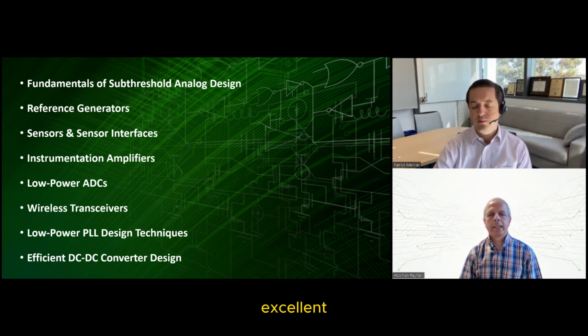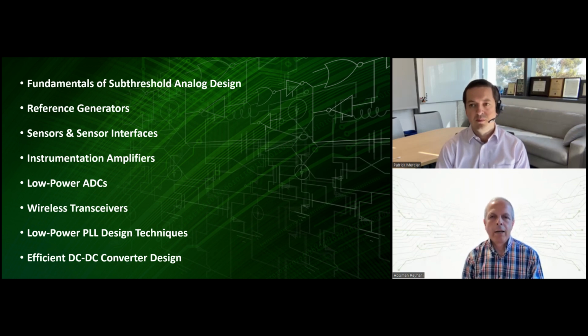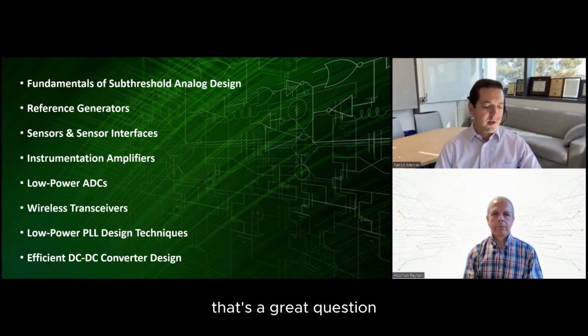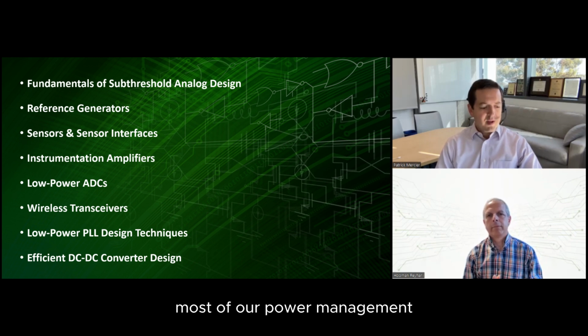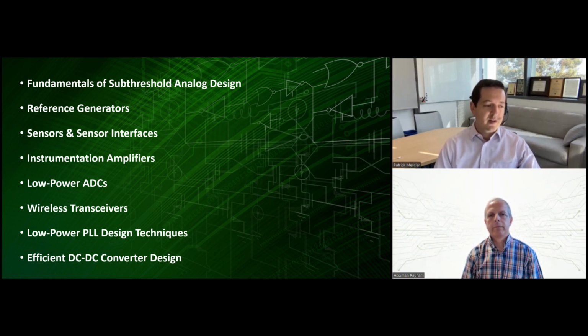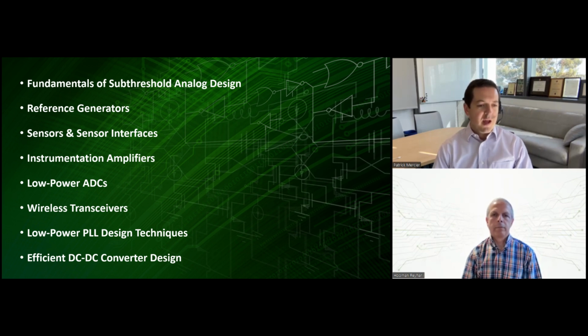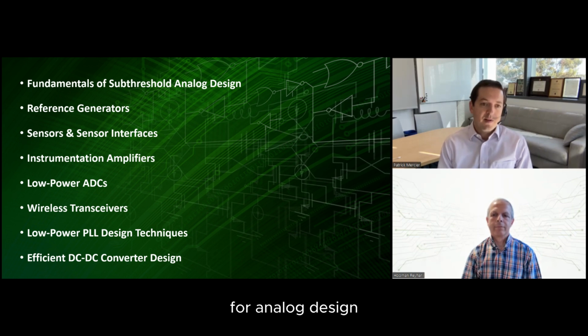Excellent. Speaking of your lab, could you please tell us what technology nodes do you use for your research activities and why? Yeah, that's a great question. Most of our power management and some of our analog circuits are actually still done in 180 nanometer, particularly in a high voltage BCD process, just so we can process more than 20 volts. And the reason we use those is they have high voltage options, but also they're really good for analog design and they're cheap and have frequent tape outs, right?